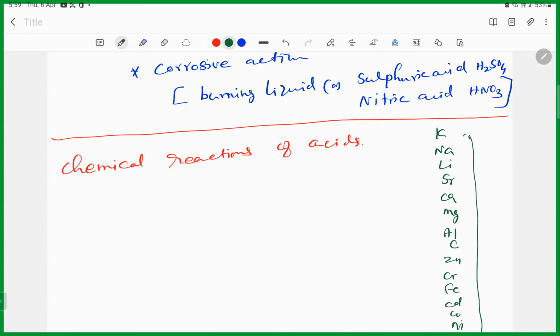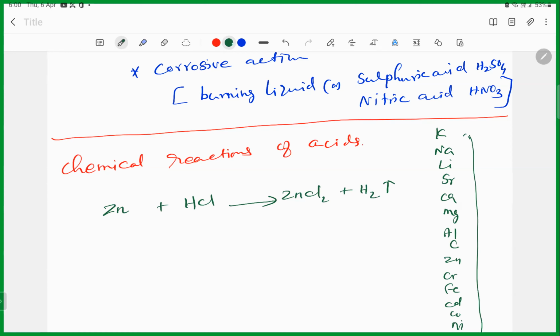So the metals above hydrogen in the metal activity series generally react with dilute acid to give the salt and hydrogen. Metals like potassium, sodium, and calcium also react similarly, but they tend to explode when combined with dilute acids. Now first, zinc metal reacts with dilute HCl, hydrochloric acid, to form zinc chloride and hydrogen gas.